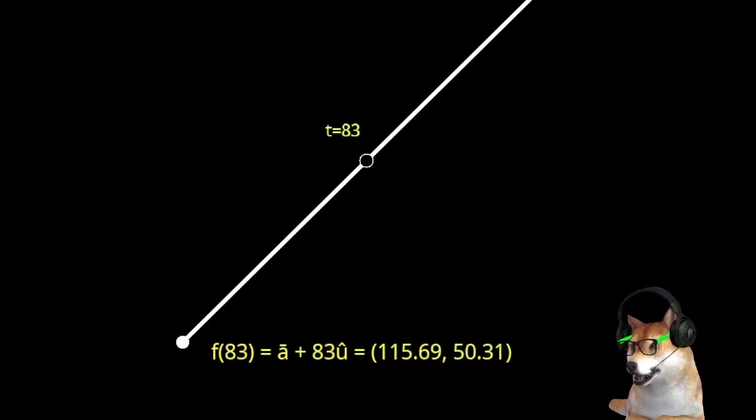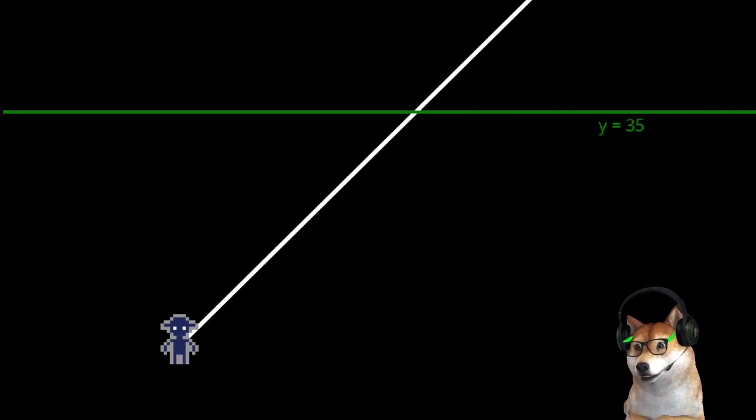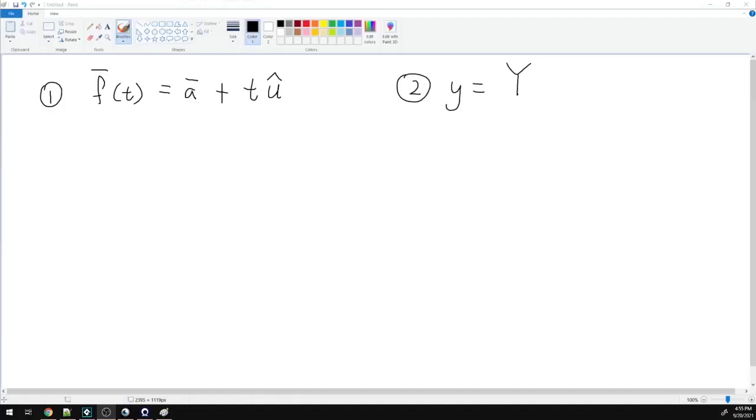Okay, now suppose we want the ship to move somewhere along this green line, right? Y equals 35. That's where we want the ship to be at. In order to pinpoint the exact position for the ship, where it needs to be, we need to calculate the intersection between the white line and the green line. So let's do the math for it.